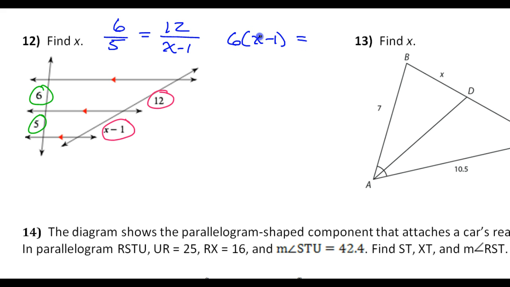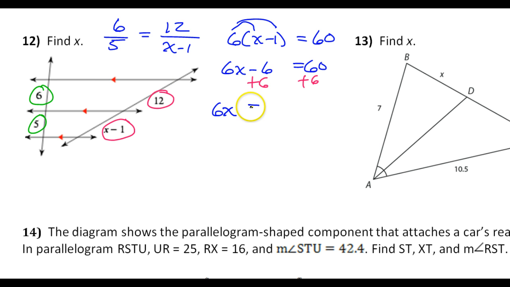So when we cross multiply, let's be very careful, because we're doing 6 times x minus 1. We're going to have to do the distributive property here. 5 times 12 is 60. So distributive property here gives us 6x minus 6 equals 60. Then we would add 6 to both sides. So we have 6x equals 66. Then when we divide by 6 on both sides, we get x equals 11.